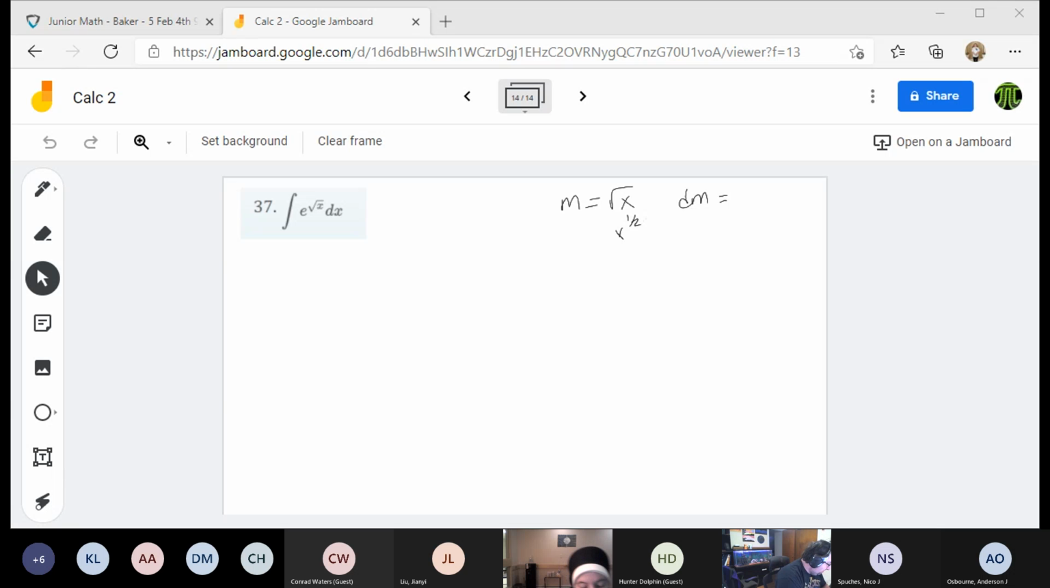is, oh, actually, you know what? They do it a different way. Hold on. Which makes our lives a lot easier. So m squared is x. So if we do the derivative of both sides, we have 2m dm is dx. So this problem now becomes the integral of e to the m 2m dm.